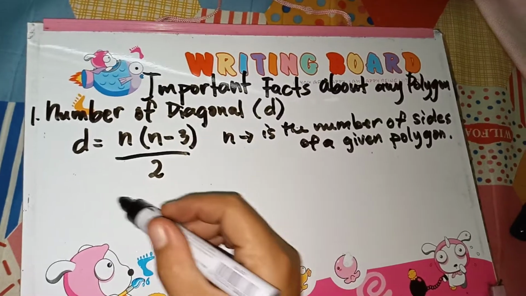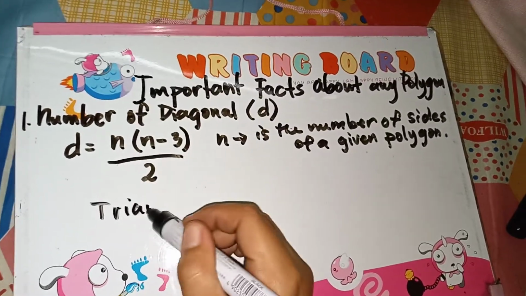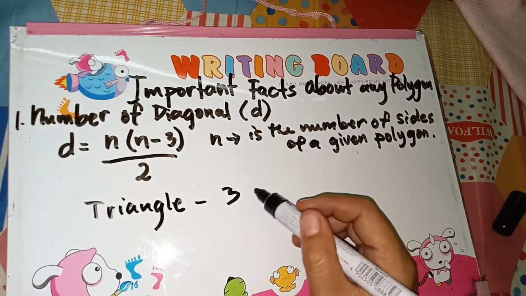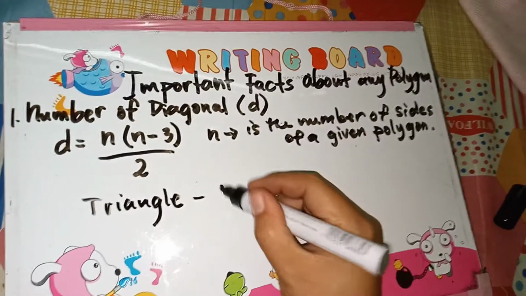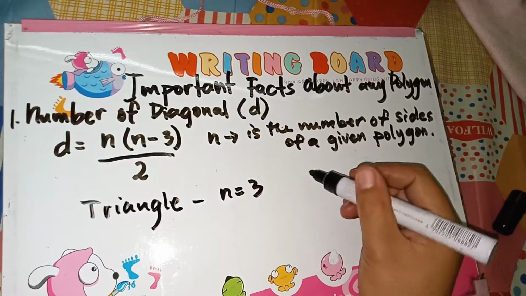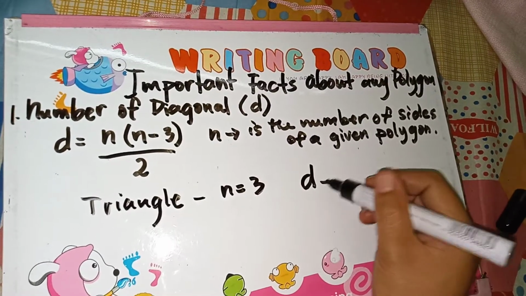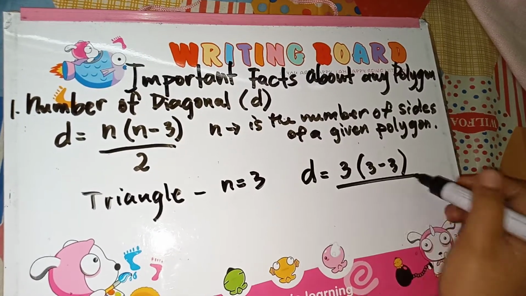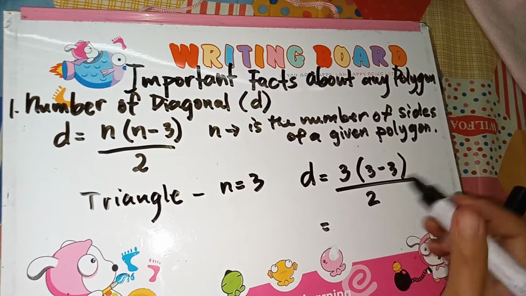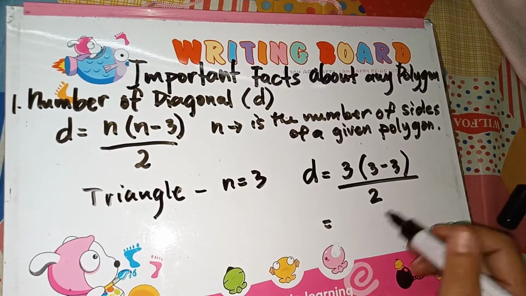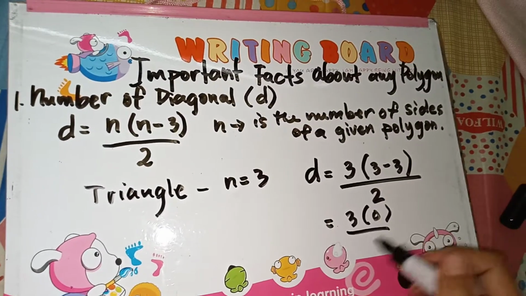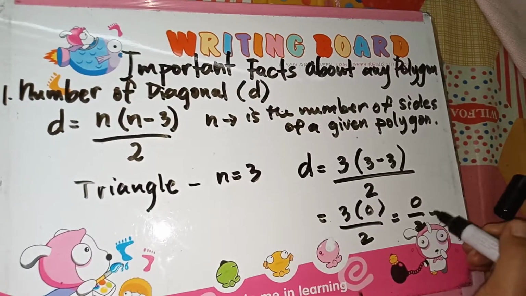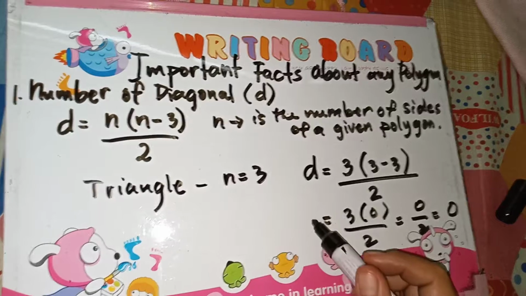So for example, a triangle. How many sides does a triangle have? We have 3, so n is equal to 3. Then we will find the diagonals. So let's have 3 times 3 minus 3, over 2. As you can see, 3 minus 3 is 0, and 3 times 0 is 0, over 2. So the number of diagonals will be 0.